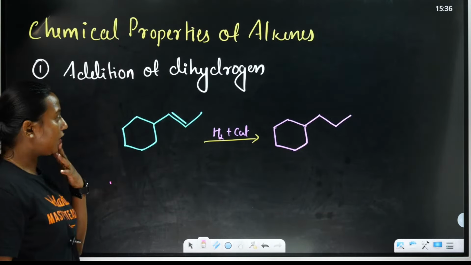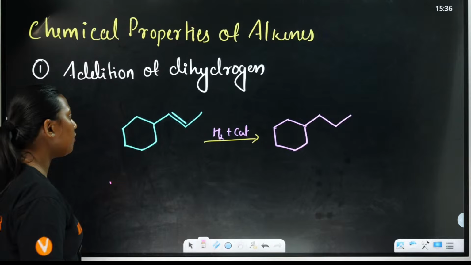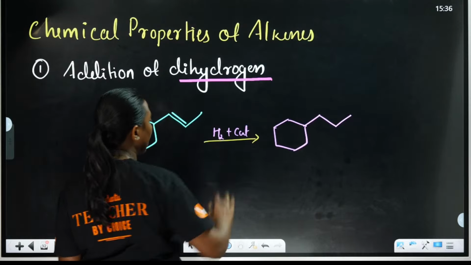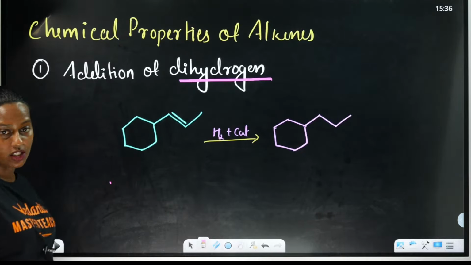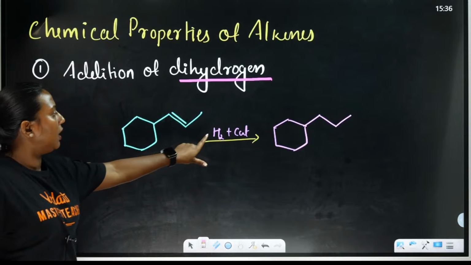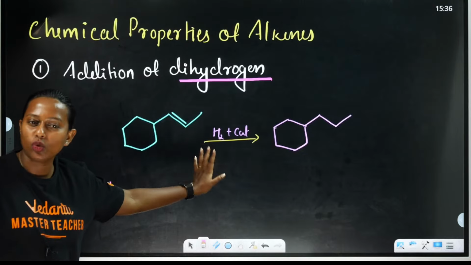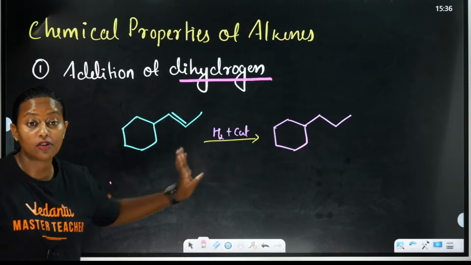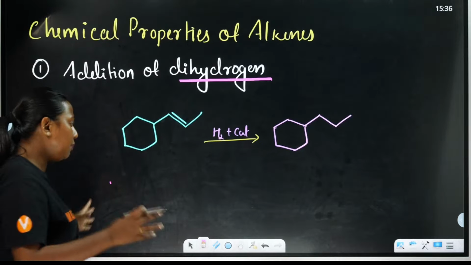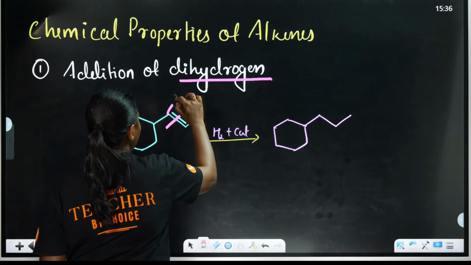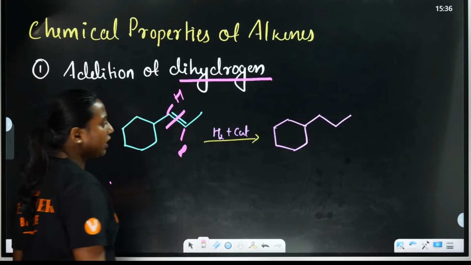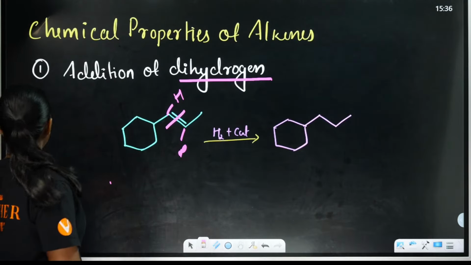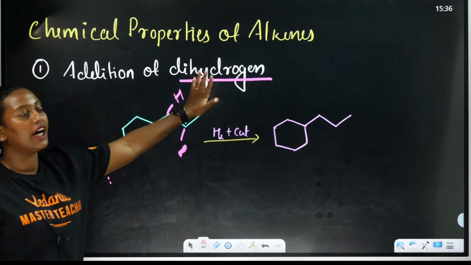Chemical properties of alkene. The first one is addition of dihydrogen. It is an alkene group. What we are doing is adding 2 hydrogens in the presence of a catalyst. What will happen? Simple: this double bond will break, 1 hydrogen here, 1 hydrogen this side. So 2 hydrogens will add. So that is addition of dihydrogen.